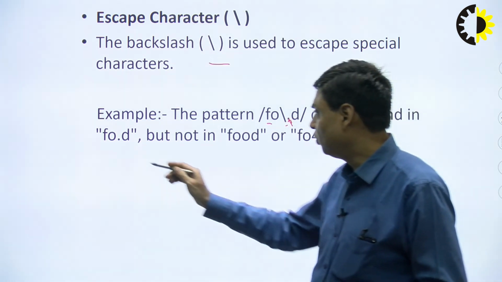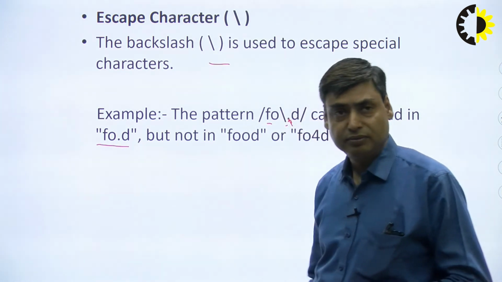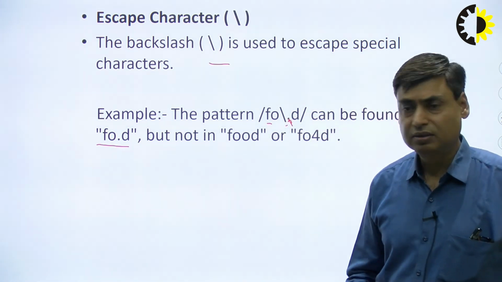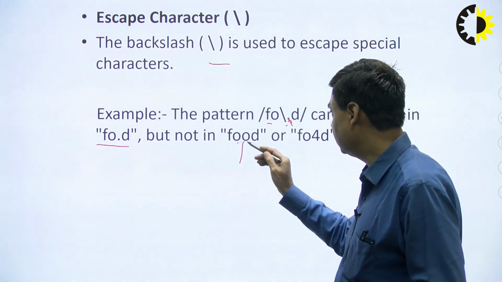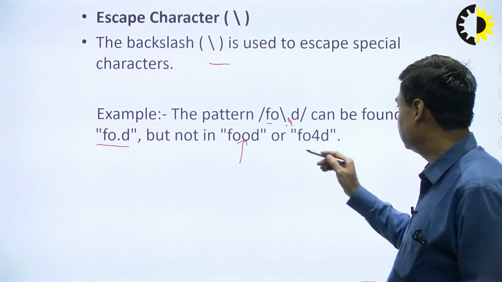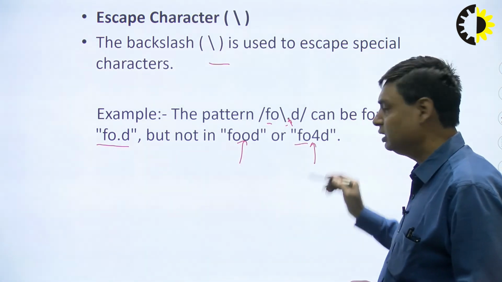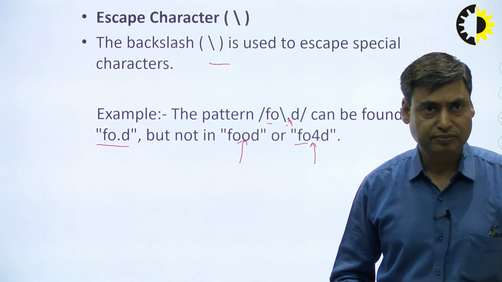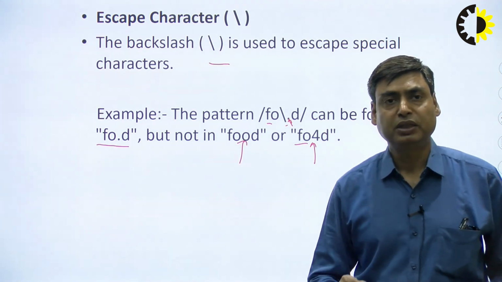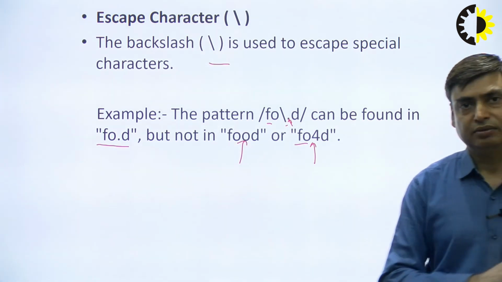So it can be found in FO dot D, but dot must be there after the two characters. So here, after the two characters, dot is not present, so it is not valid. After the two characters, dot must be present. Here is the 4, again it is not valid. So we can use the escape character to include any special character in your pattern.